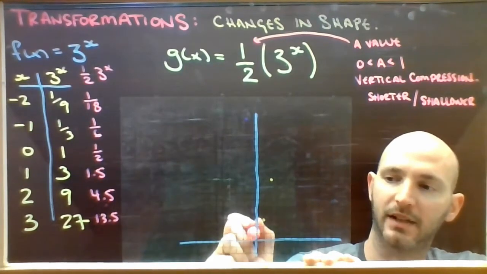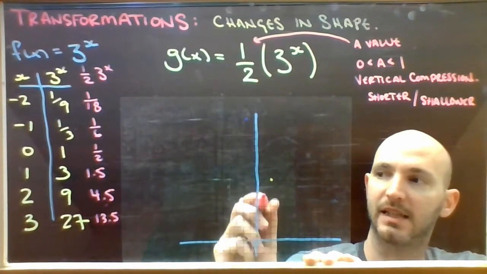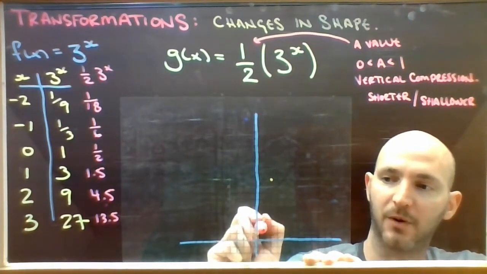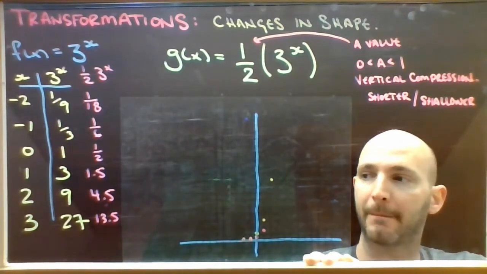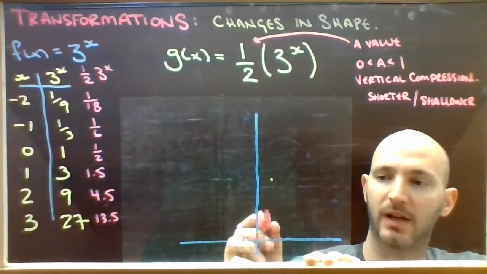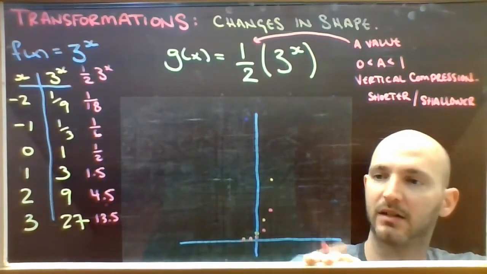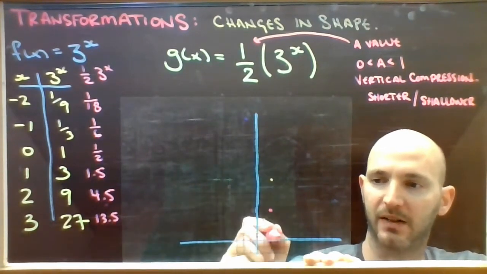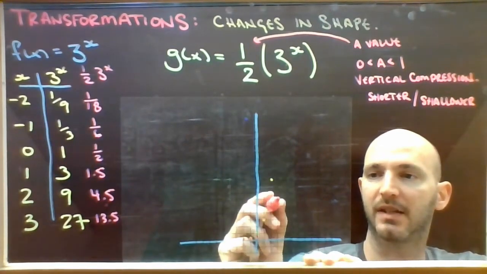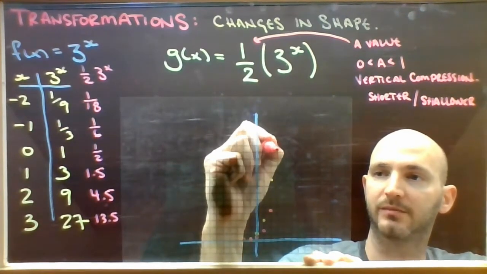Instead of 1, I'm at half. Instead of 3, I'm at 1.5. This is where I start to see the difference in the behavior. At 2, I'm at 4.5. So 1, 2, 3, 4.5. It's about there. And when x is 3, I'm at 13.5. So 1, 2, 3, 4, 5, 6, 7, 8, 9, 10, 11, 12, 13.5.